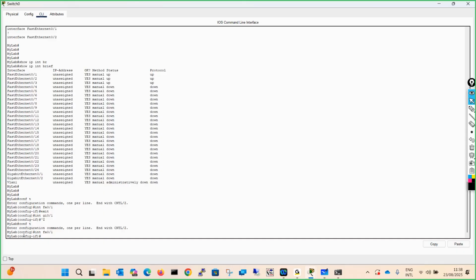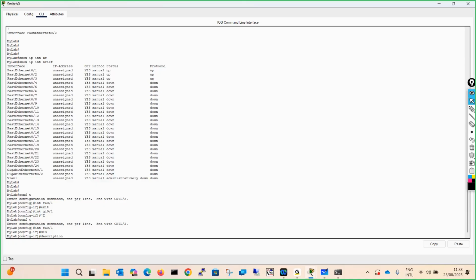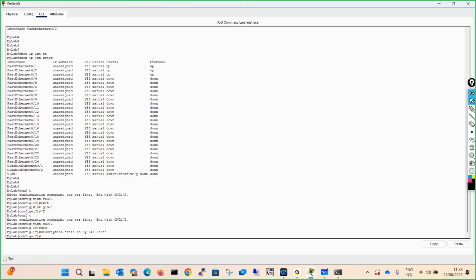But if you want to do any kind of configuration on your interface, let's say for example you want to give the description of this interface. You can give the description: this is my LAN port, for example. You have given the description, and you can see this description. This is nothing but the interface configuration mode where you can do the configuration of your interface.